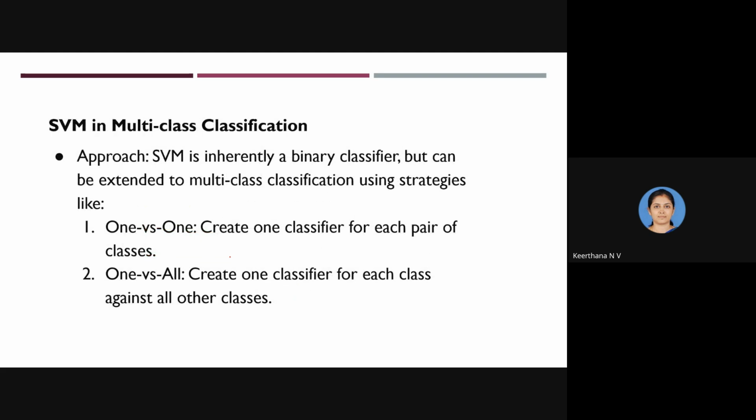While in multi-class classification, there are two strategies: one versus one and one versus all. If two pairs of classes are available, you can create one classifier for the two, or you can create a separate classifier for each class. That is one versus all.